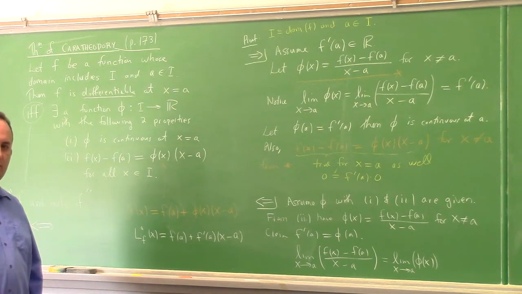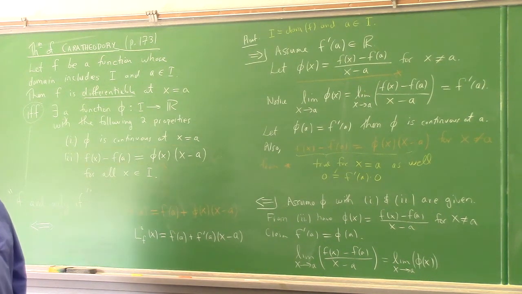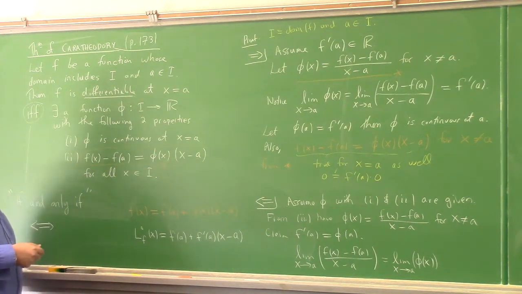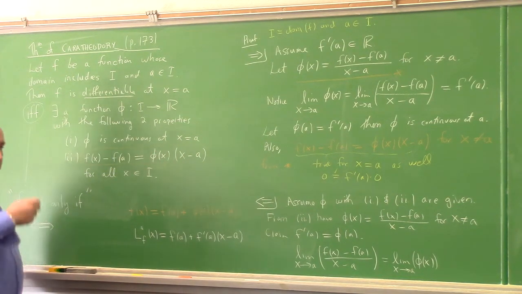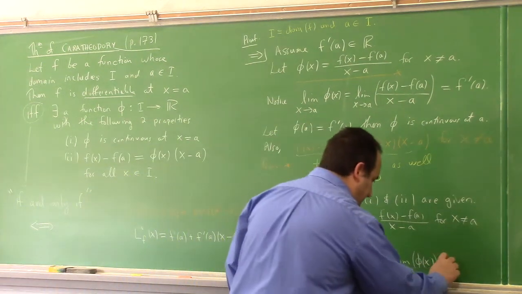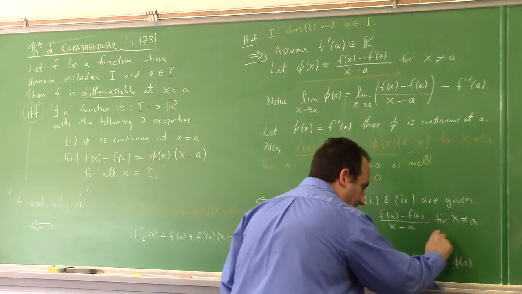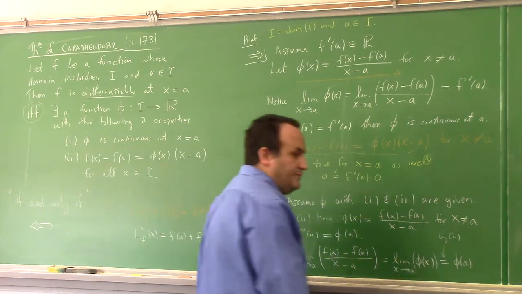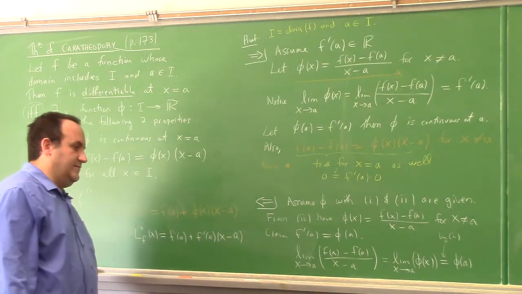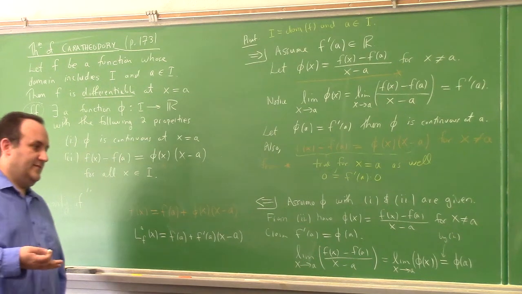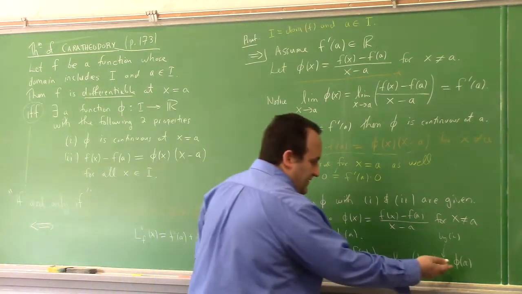But what did we say? We're assuming 1 and 2 are given, right? What was 1? Phi is continuous at x equals a, right? So if phi is continuous at x equals a, this is equal to phi of a by 1. And that completes the proof because our claim was that f prime of a was phi of a. But we've just shown that the limit of the difference quotient is equal to phi of a, which shows that the function is differentiable at a and that the value of the derivative is the value of this function phi at a.